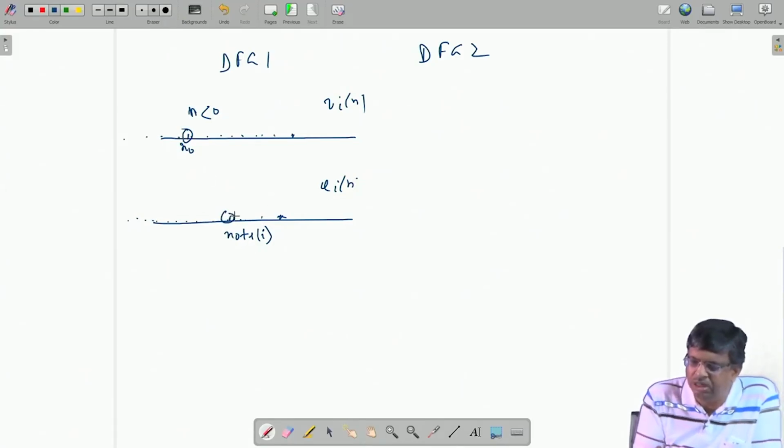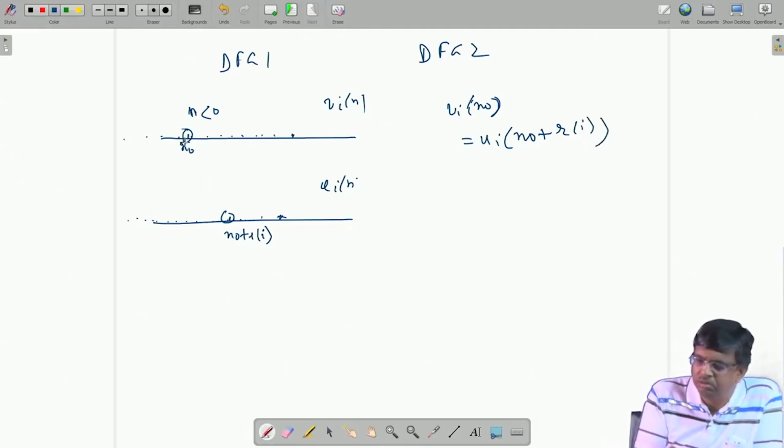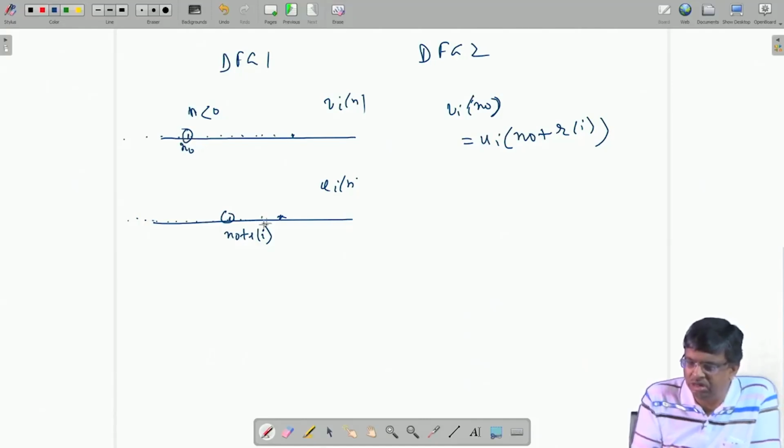So, this is equal to this. This is a case where I can directly show that V I n naught, which is 0, equals U I n naught plus r I, because both the systems are cleared. Original system cleared, so this is 0 at n naught, and this is cleared, so that n naught plus r I is also 0. So, 0 equal to 0, it is satisfied.